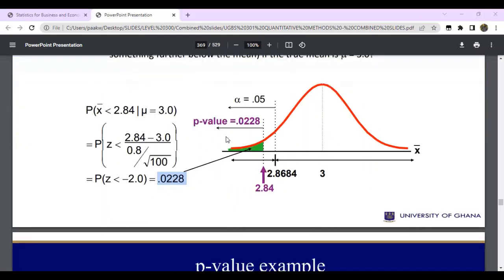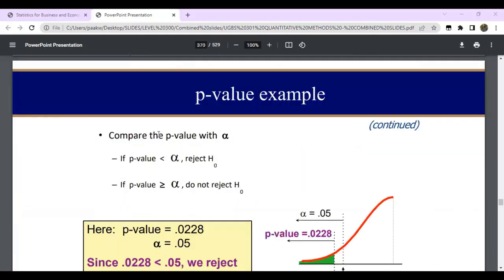So as I said, I don't want to confuse you with the p-value approach. So compare the p-value, just take note of the rules. When you are being told to use the p-value, you will use the rule to find your decision. So if p-value is less than alpha, reject H0. If p-value is greater than or equal to alpha, do not reject H0. Do you get it?